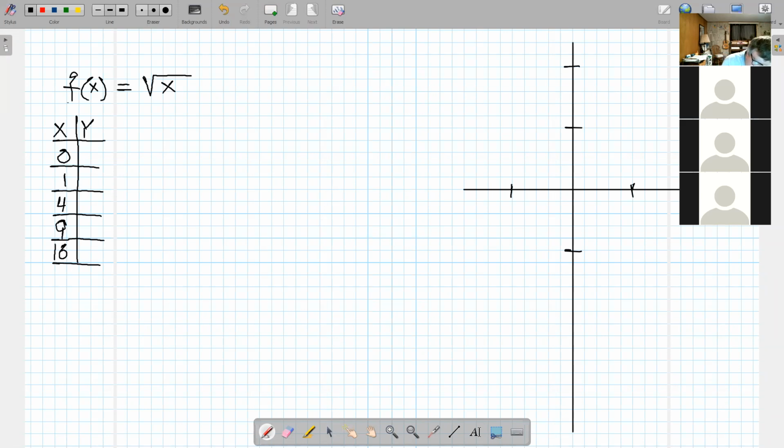So when x is 0, what's the square root of 0? So f of 0 equals the square root of 0, which is 0. Okay. F of 1 is the square root of 1, which is 1. F of 4, it's going to be what? 1, 2, 3, 4.